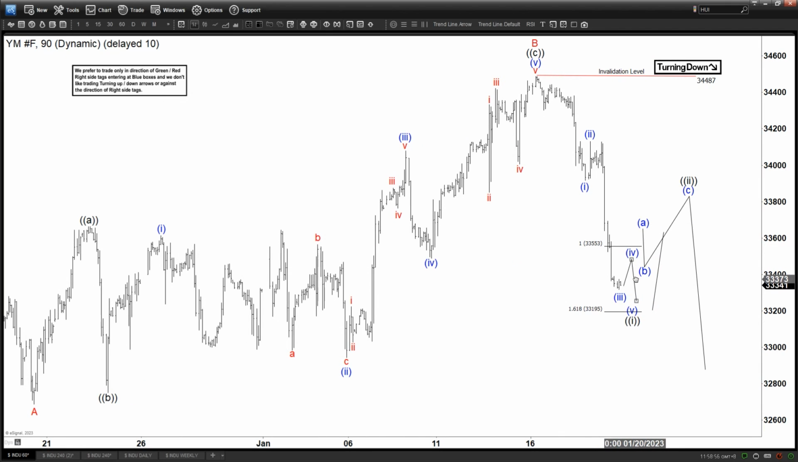For today we are looking at the chart of the Dow. This is the Dow Futures 90 minute chart. Now we can see right now that it started to decline, and the structure of the drop is looking impulsive. 1, 2, 3 so far.